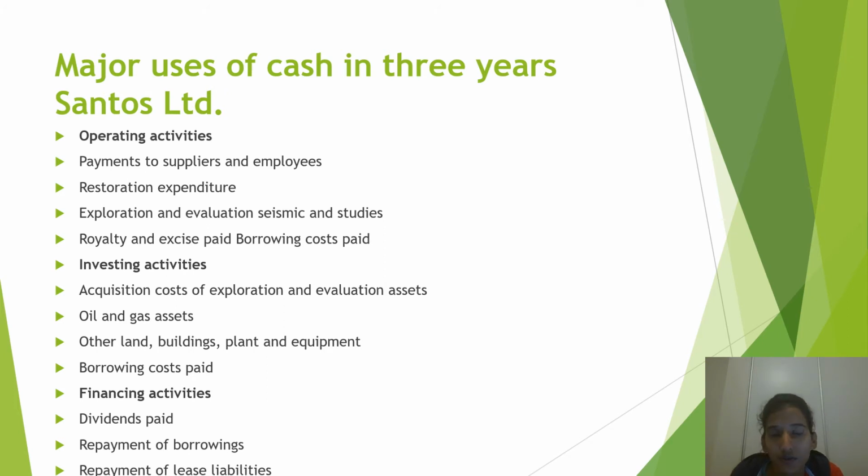And the major use of cash in 3 years in Sunstones Ltd. Operating activities: payment to suppliers and employees, restoration expenditure, exploration and evaluation, seismic and studies, royalty and excise paid, borrowing cost paid. In investing activities: acquisitions cost of exploration and evaluation assets, oil and gas assets, and other buildings, equipment and borrowing cost paid. And in financing activities: dividends paid, payment of borrowing, and repayment of lease liabilities.